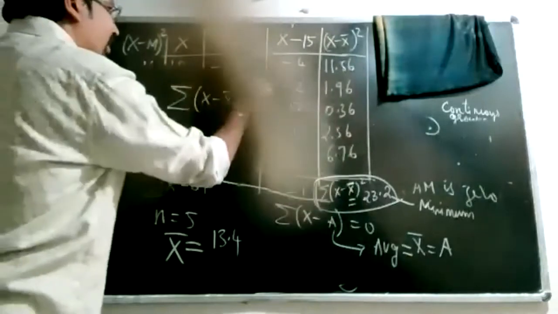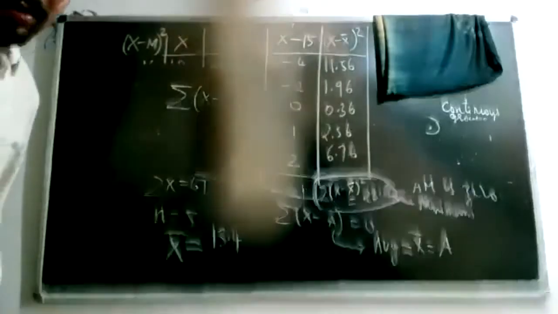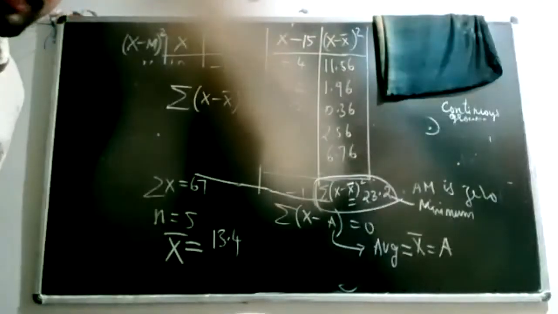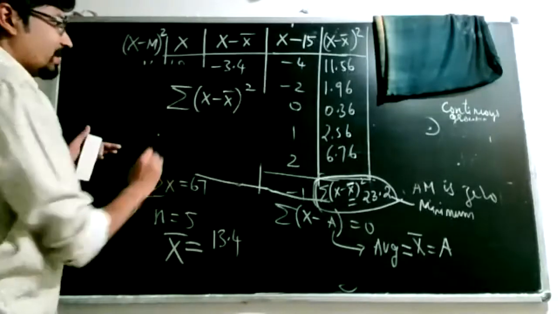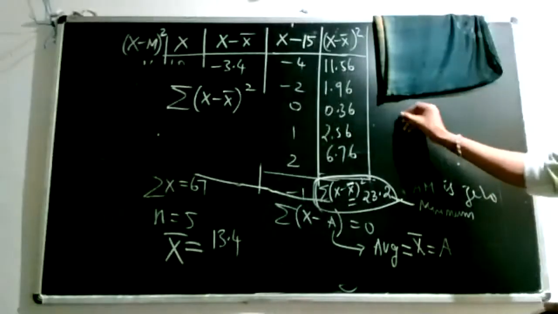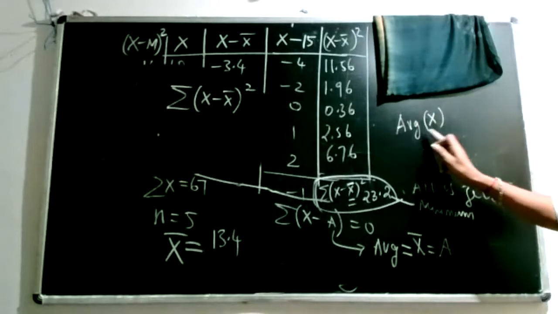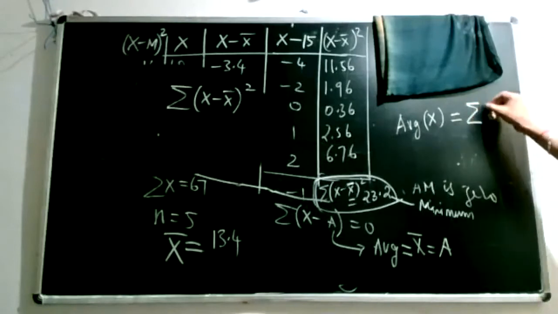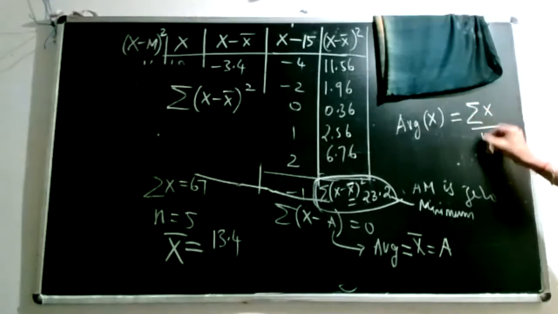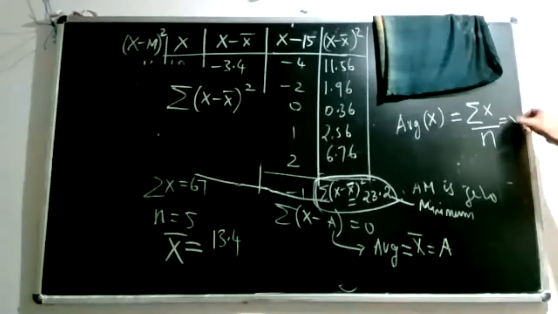And the most commonly used measure of such deviation is average deviation. So we call average deviation. The concept of average is again simple. So we said I'm averaging the variable x. So when I say I'm averaging the variable x, I mean I'm taking the total of x and I'm dividing it by n. So that is called as arithmetic mean.